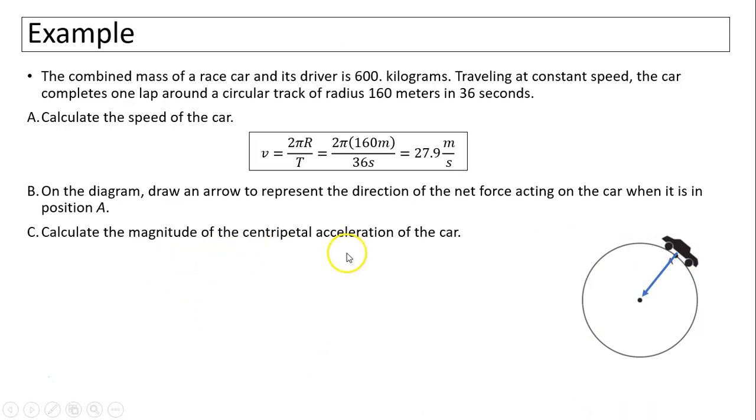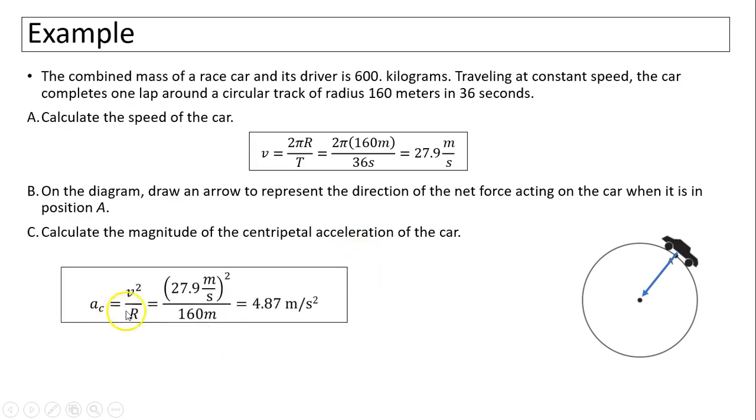C, calculate the magnitude of the centripetal acceleration. Well, centripetal acceleration, according to the equation, equals v squared over r. Here is v and r. We substitute everything in. You have 4.87 meters per second squared. Again, centripetal force is also pointing toward the center. Centripetal acceleration is also pointing toward the center because acceleration and force are always in the same direction.